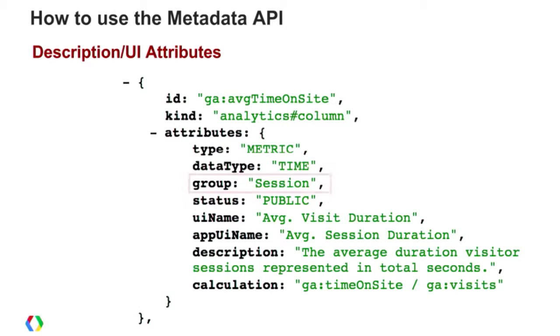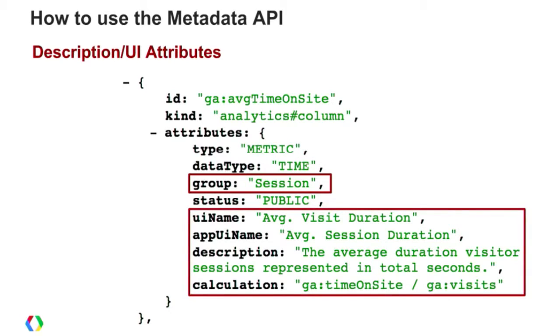The next thing we provide we can think of as description or UI attributes. You'll notice that we have these groupings available for you. The Google Analytics team has grouped these different dimensions and metrics into similar groupings that will be helpful when you're building a UI, for example. You can use it or not use it, but it's helpful in that situation. Every dimension or metric is going to have this group attribute. And then we also have things like the UI name and the app UI name.